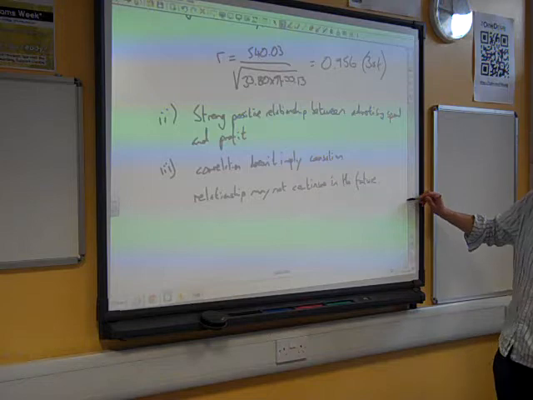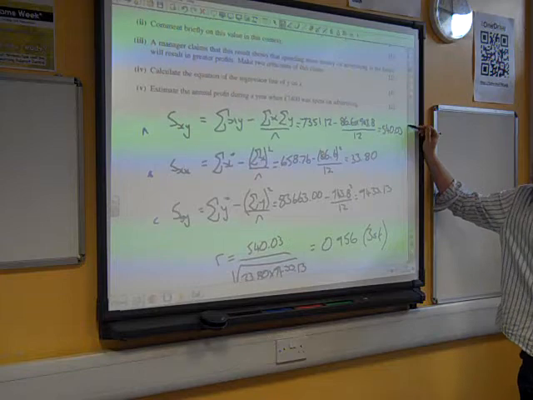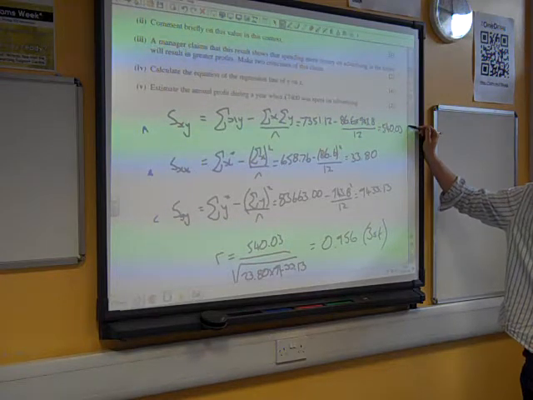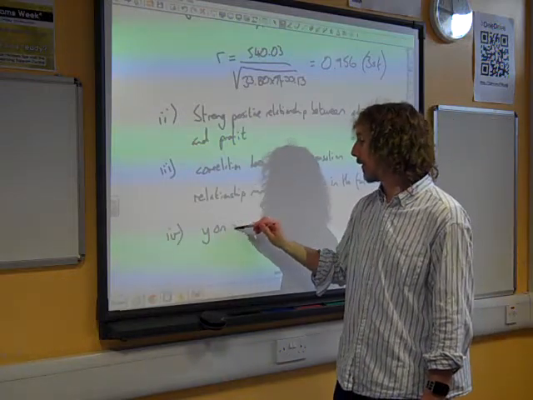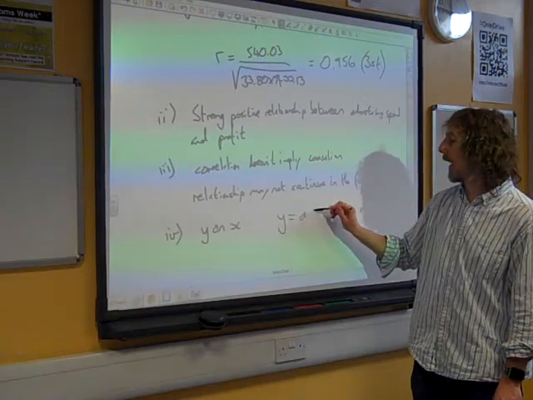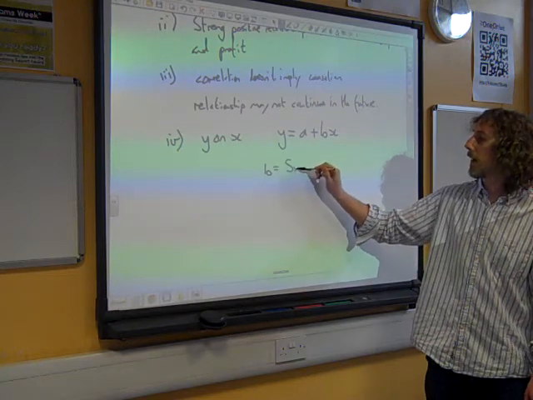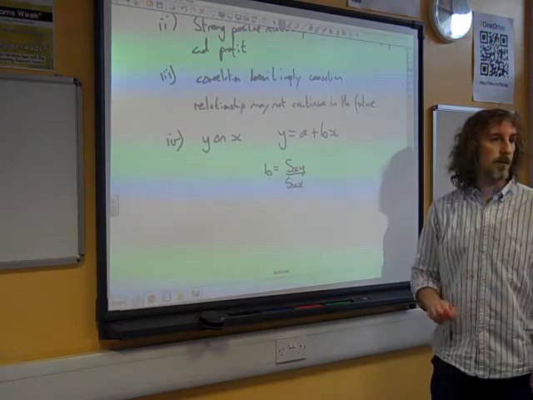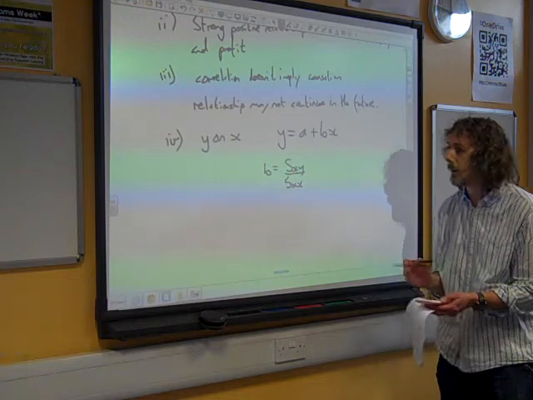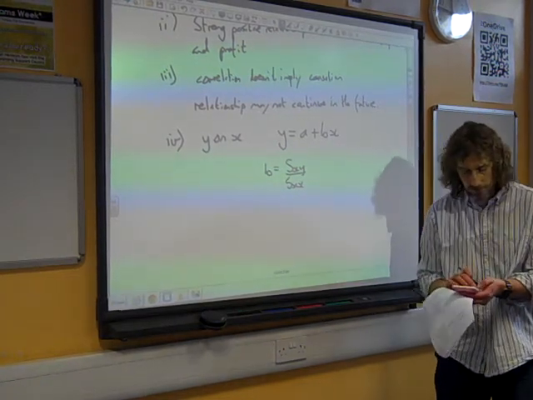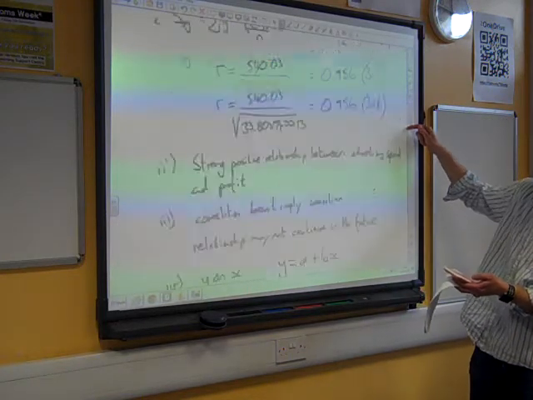Right, part 4. Calculate the equation of the regression line of y on x. Well, that's the regression line we're used to calculating. From the formula booklet, it's the line y equals a plus bx, where b is Sxy over Sxx. And the great thing is we have those stored on our calculator because we were smart about how we did part 1. According to what I've got here, that is what I called A, and Sxx I called B, didn't I? Yep.